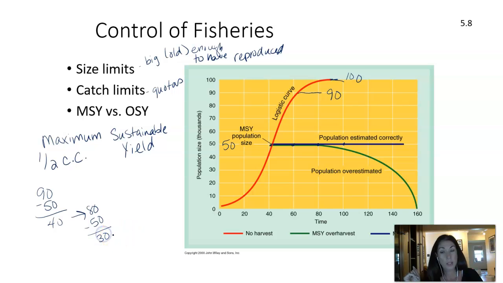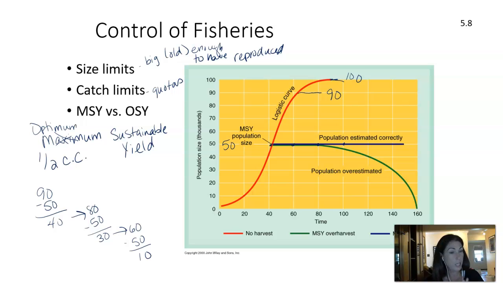That leaves you at 30. That doubles to 60, and you take out 50 again, and pretty soon your fishery has crashed. And so a little bit of a better method to check and to set your catch limits is the OSY, or optimum sustainable yield. Now the optimum sustainable yield is just something a little bit below your MSY.